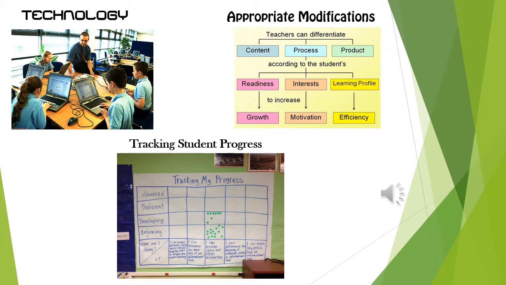In order for teachers to achieve professional development, they should be familiar with technology and how to incorporate it into the classroom. They should also be making necessary modifications for their students and tracking student progress throughout the year.